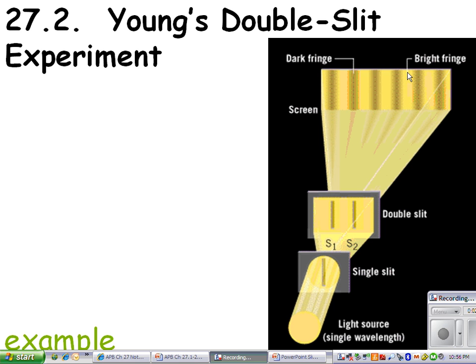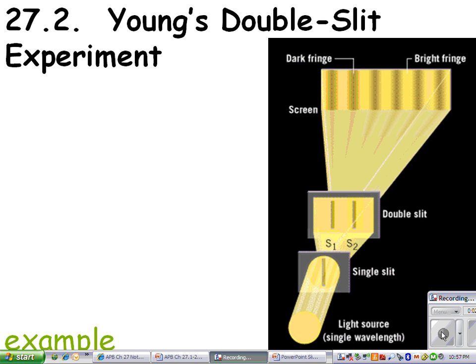So you have the bright fringes and the dark fringes. Where the bright fringes are is constructive interference. Where the dark fringes are is destructive. So you'll have 0 wavelengths difference between the two slits, 1 wavelength difference, 2 wavelengths difference, 3 wavelengths difference. And then for destructive interference, you would have half a wavelength, and then 1 1/2 wavelengths, and then 2 1/2 wavelengths.